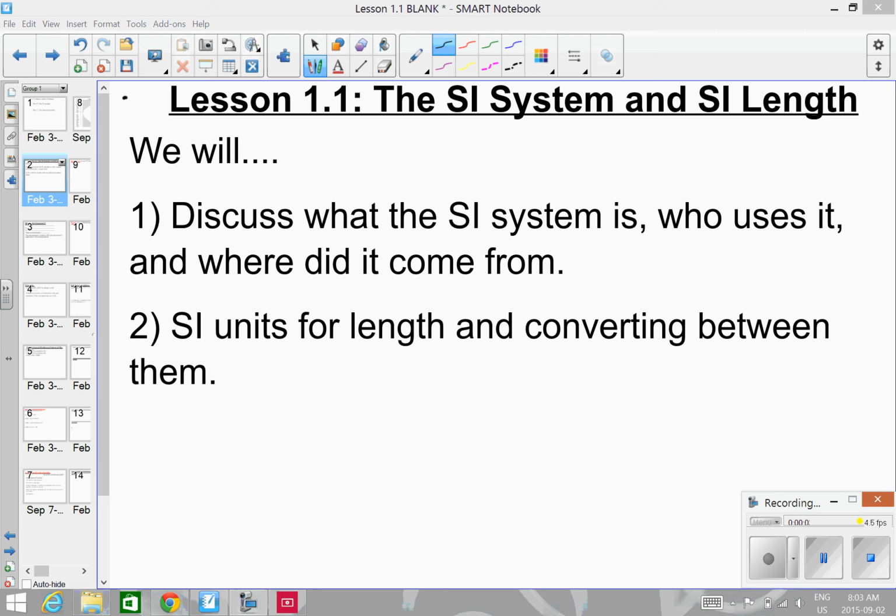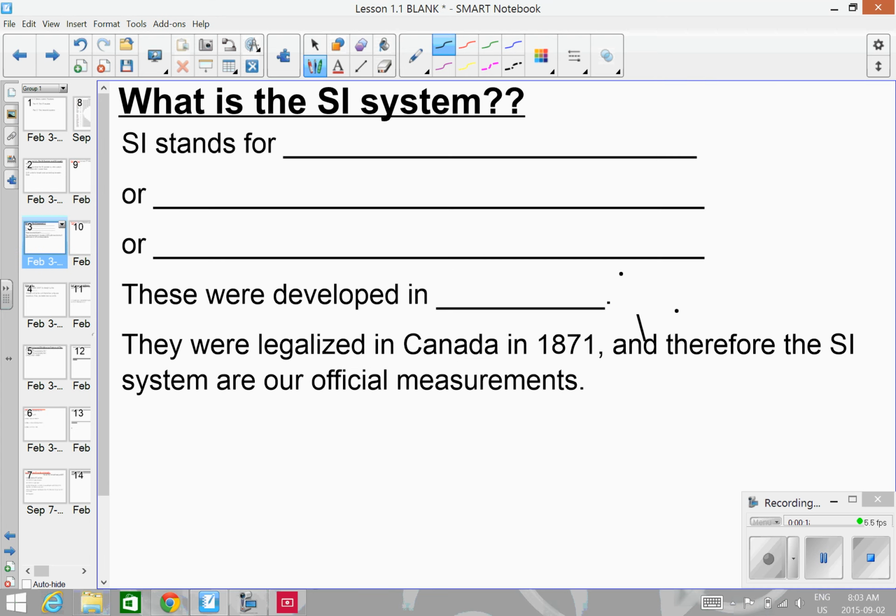Good morning and welcome to lesson 1.1, where we will be talking about the SI system and SI length. We'll talk about what the SI system is, who uses it and where it came from, and converting between SI units for length. So first, the SI system.